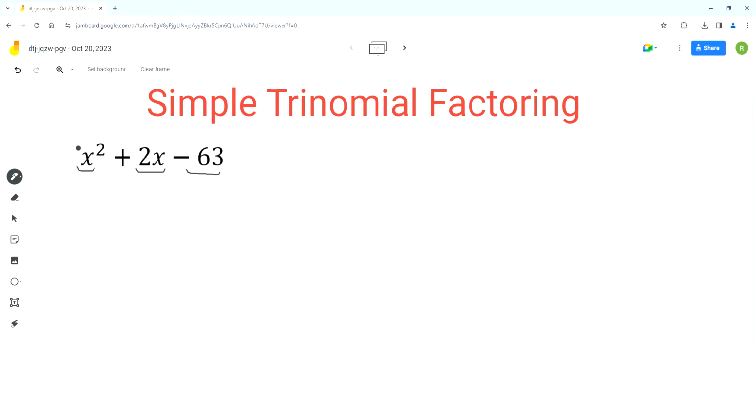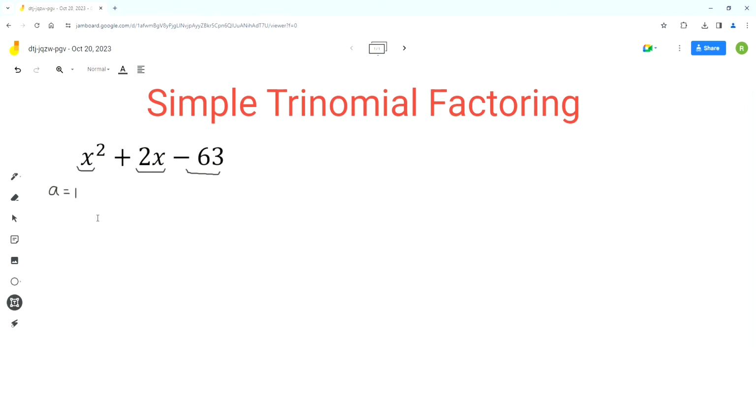So whenever the coefficient of the x squared term is 1 or there is no coefficient with it, that means it's a simple trinomial. So that coefficient is typically labeled as a. So in this case a is equal to 1. So that's why it's a simple trinomial. Now we can factor this simple trinomial using the sum and product rule.